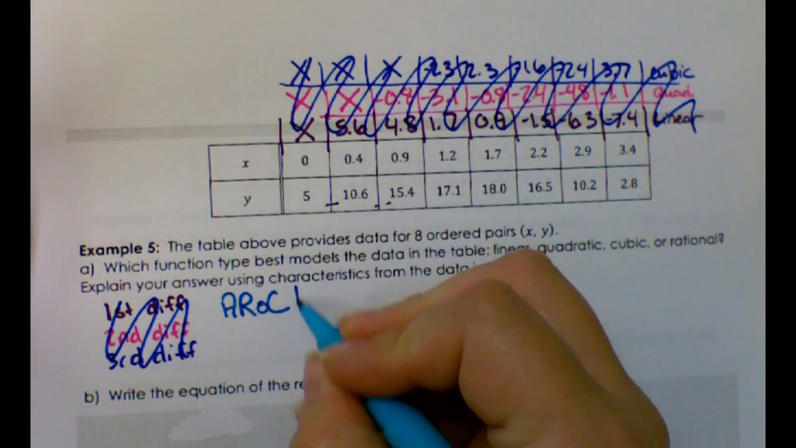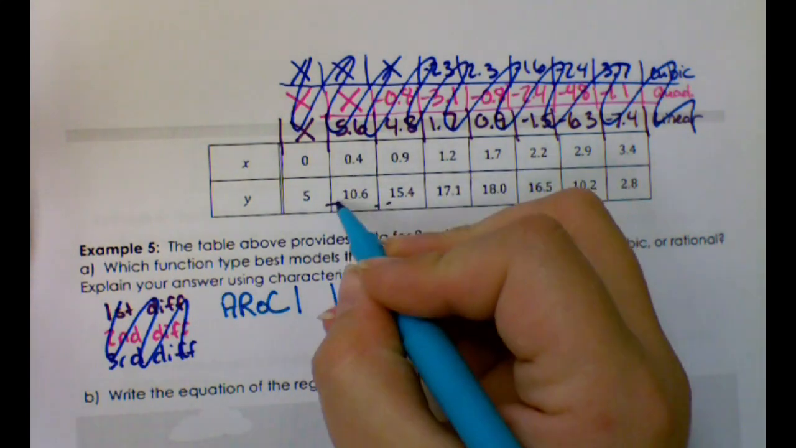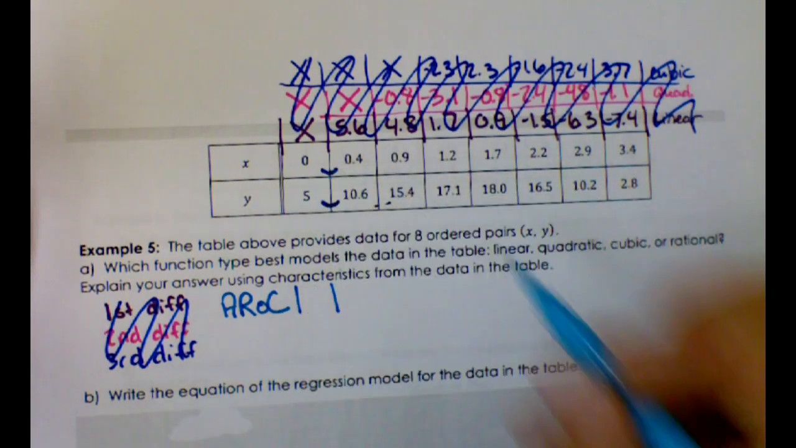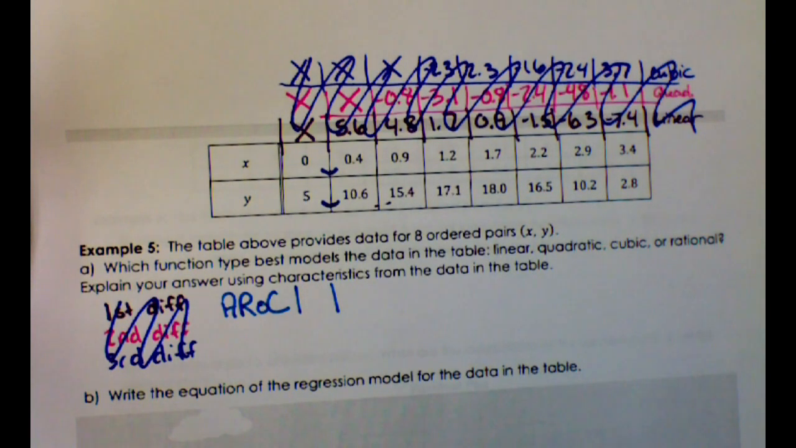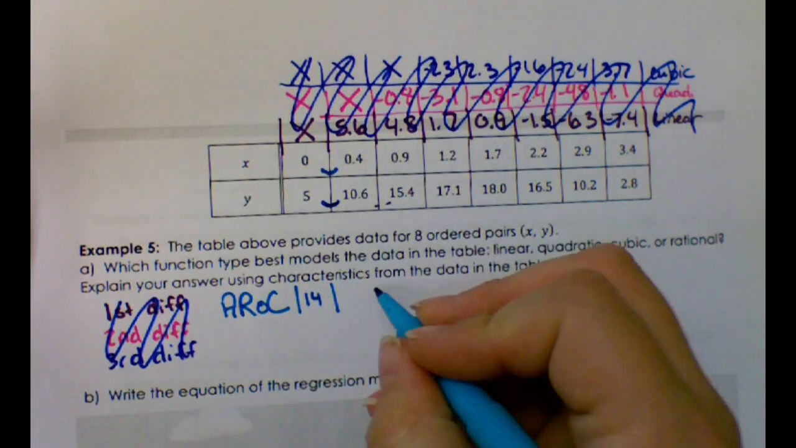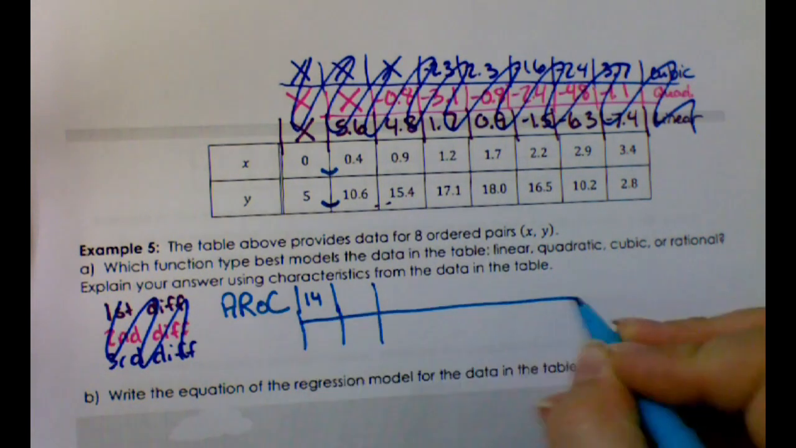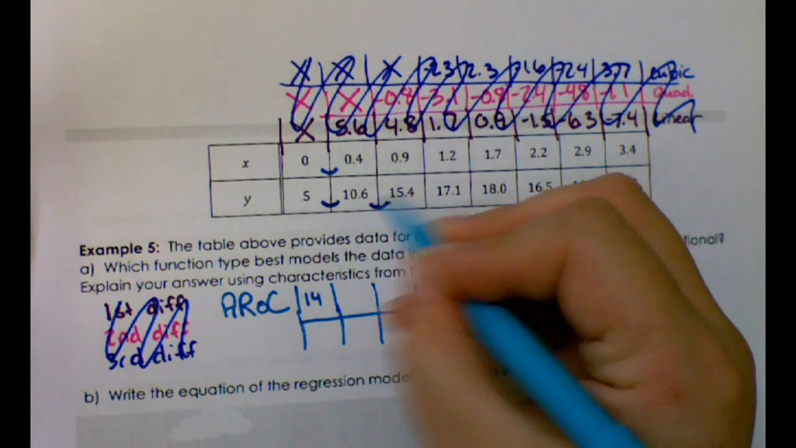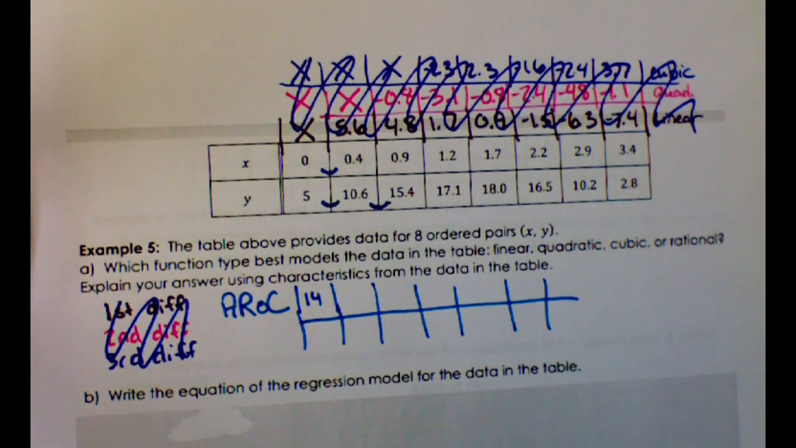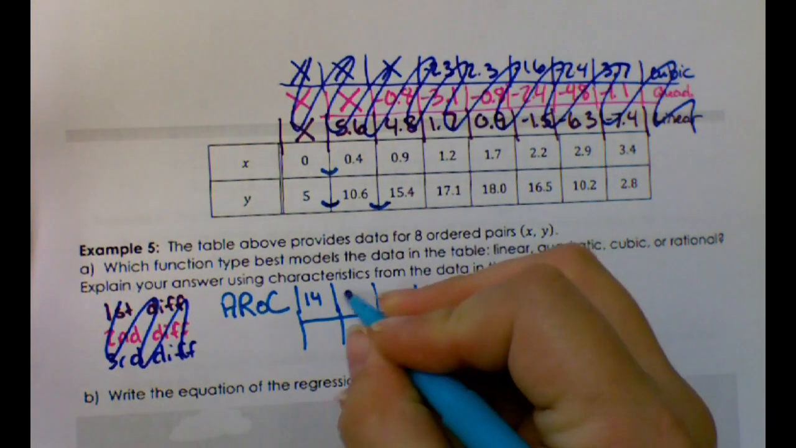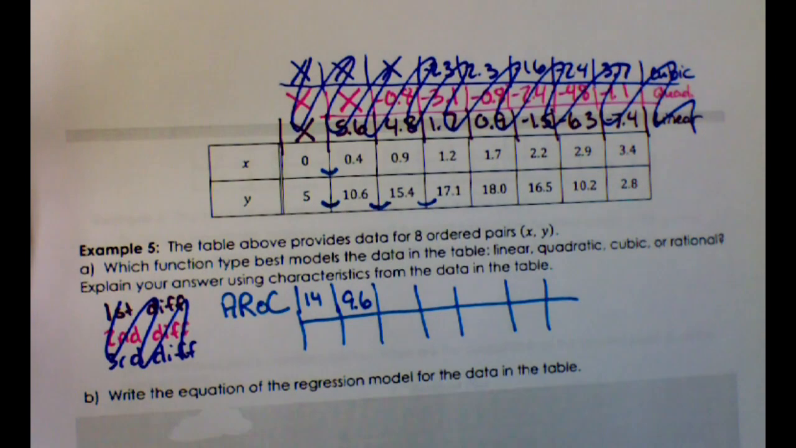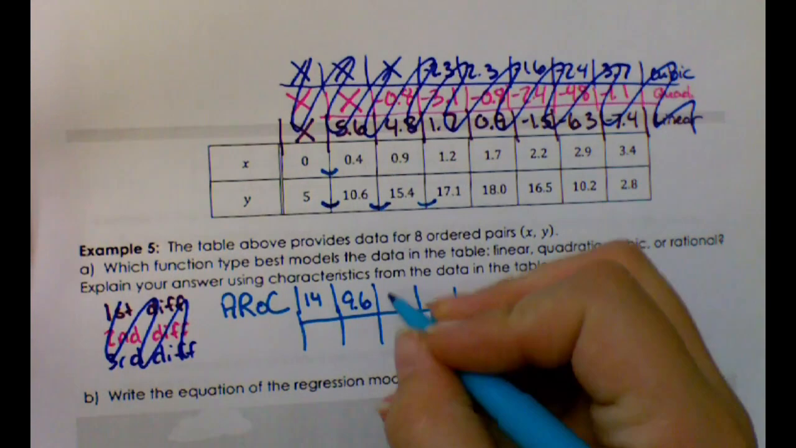AROC. So, instead, the average rate of change is 10.6 minus 5 over 4 minus 0.4. That average rate of change is actually 14. Let's make myself a nice little table here. And then 15.4 minus 10.6 over 0.9 minus 0.4, which is 0.5. So that's 9.6. And then 17.1 minus 15.4 over 0.3, which is 5.7.